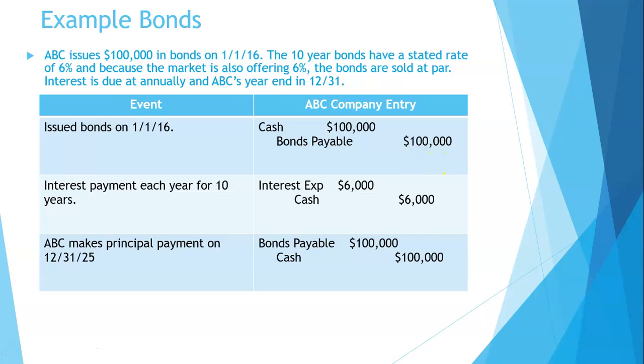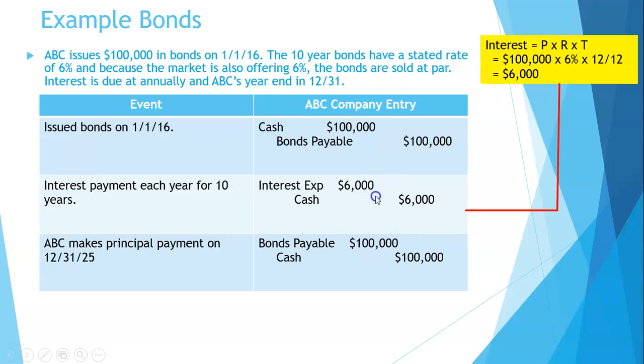When the interest is paid at the end of the year, we're simply going to calculate it by taking $100,000 times 6% times 12/12. That's $6,000. Debit interest expense, credit cash. That will be made every year for 10 years. And then when the bond is repaid, we simply flip the original entry by debiting bond payable and crediting cash. So as you can see, these are very similar to notes, assuming that the bonds are sold at par value, or what we also call their face value.